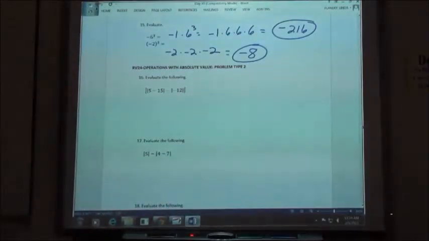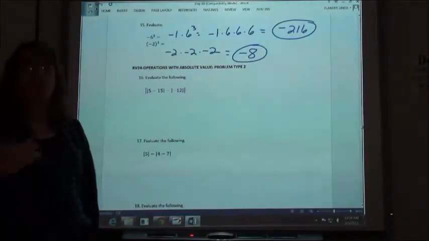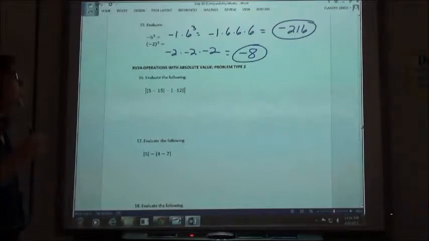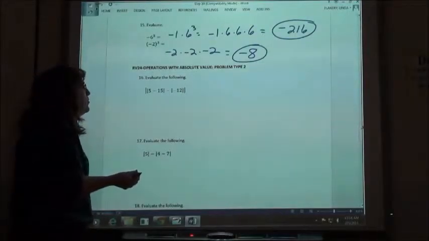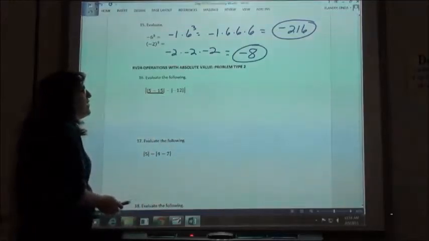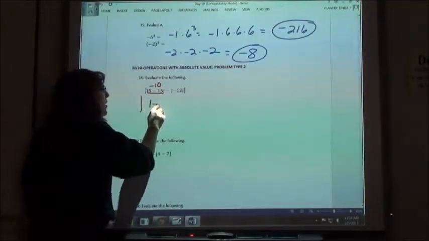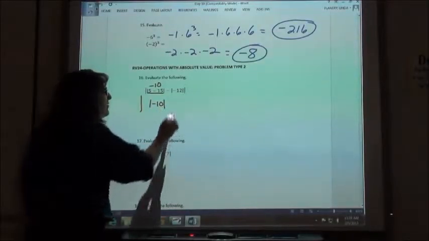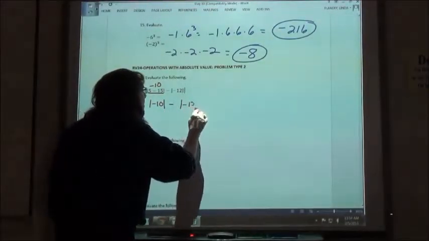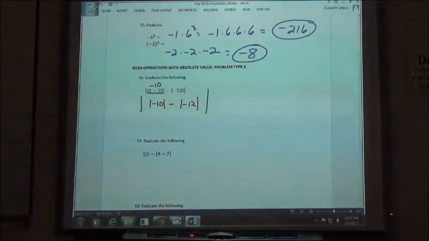Operations with absolute values. When I do absolute values, I have to simplify inside the absolute value so that there's only one number in the absolute value before I remove the absolute values. So in this case, I have to do 5 minus 15 first, which is negative 10. So I have the absolute value of negative 10 minus the absolute value of negative 12, all in the big set of absolute value signs.